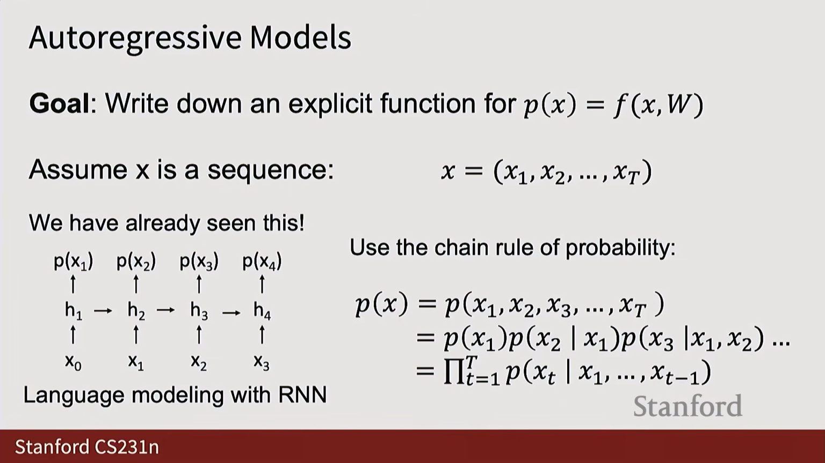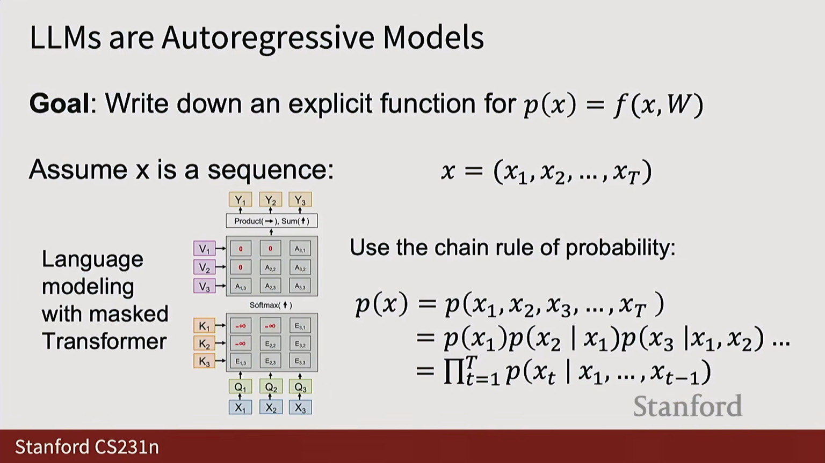Have we seen anything else that can do this? Yes, transformers, and particularly masked transformers. We talked in the transformers lecture about how, by masking out the attention matrix in the right way, we can make each output of the transformer depend on only the prefix of the sequence. So we can also use transformers for autoregressive modeling, and they're very commonly used for this.